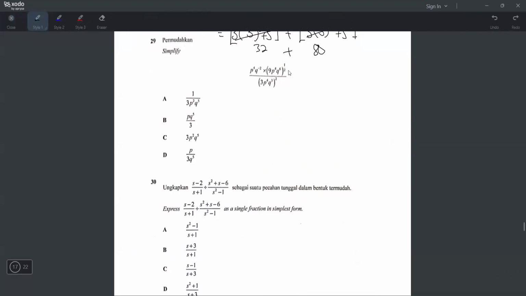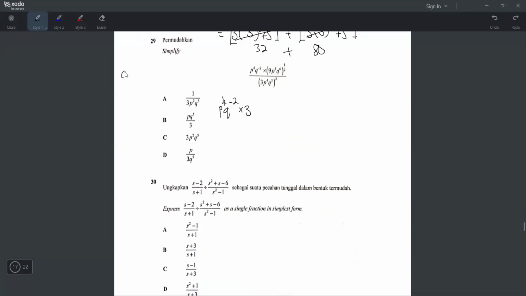Okay, 29. Simplify this whole thing. All right, how to simplify? First of all, do the bracket first. So p power 4, q power negative 2, times. So bracket power 1 over 2. It means everything here have to power 1 over 2. And power 1 over 2 means square root. So what is square root 9? 3. What is p power 4 power 1 over 2?